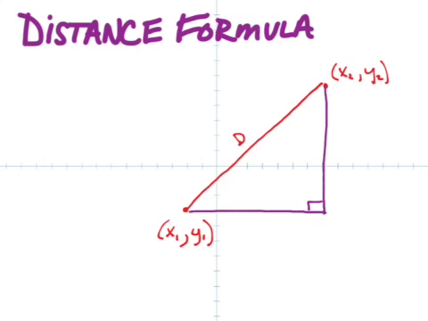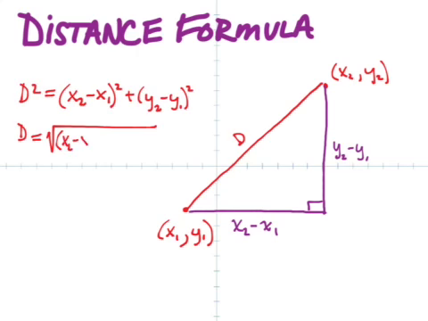Devin, what do you think? x2 minus x1. Good. We can do x2 minus x1. That's that distance. And what about this one? y2 minus y1. So we get y2 minus y1 and x2 minus x1. And then the Pythagorean theorem tells us this squared plus this squared. And then if I want d by itself, I take the square root. So that big nightmare of an equation is called the distance formula.